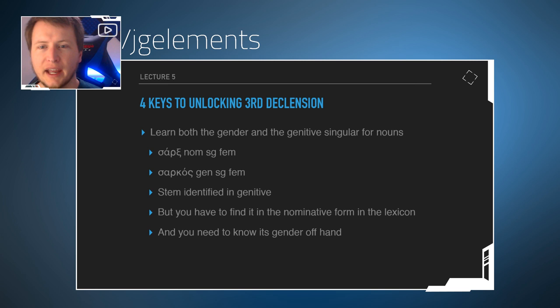Sarx, nominative singular feminine. The stem is not sarx. The stem is sark with kappa. Okay? We see that in the genitive, sarkos, flesh, of flesh. So by learning the genitive, you are learning the true stem, minus the omicron final sigma. So the stem is identified in the genitive. That's why you need to learn the genitive.